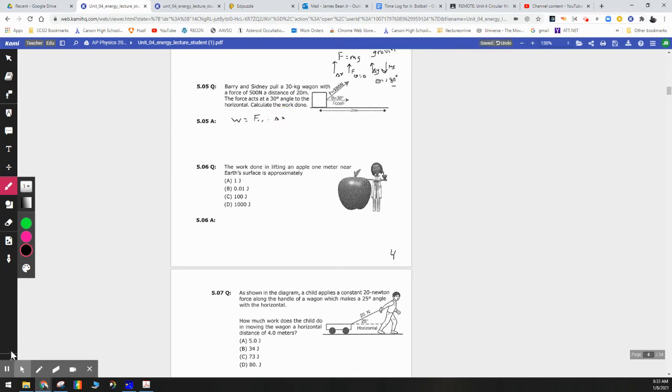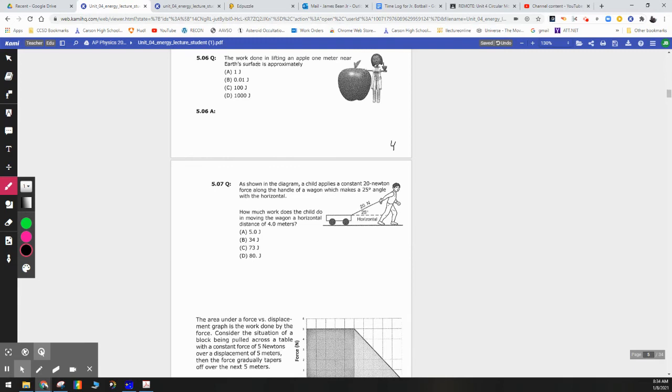We'll hit pause. Okay, all right, same thing here. Work in 5.06, the work done in lifting an apple 1 meter near the Earth's surface is approximately what? Okay, so we'll go ahead and assume it's you. You are doing the work. You're not working against gravity or done by gravity, but you are doing it. We'll hit pause and let you guys work on that.